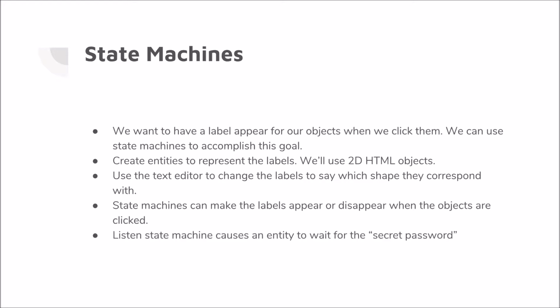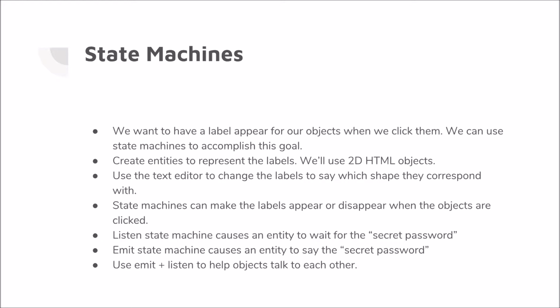You're going to use two kinds of state machines. There are listen states, which make an entity wait to kind of hear a secret password. It's kind of complicated, but it makes sense once you see what I'm talking about. And then you're going to have emit state machines that cause an entity to say the secret password. So what we're going to do is have the entity say the secret password, then another shape's listening to it, and then that way they can talk to each other. And that's how the label is going to know when it needs to appear.